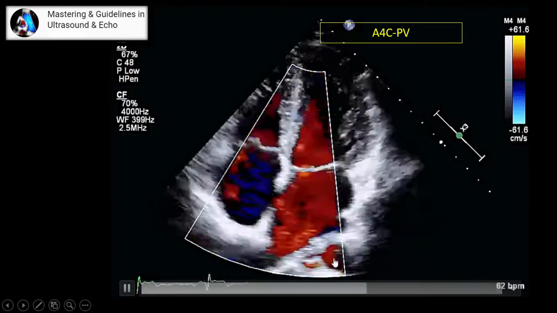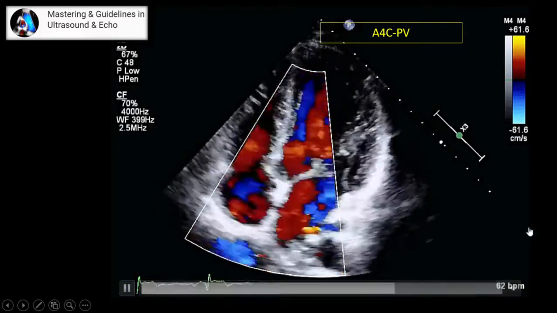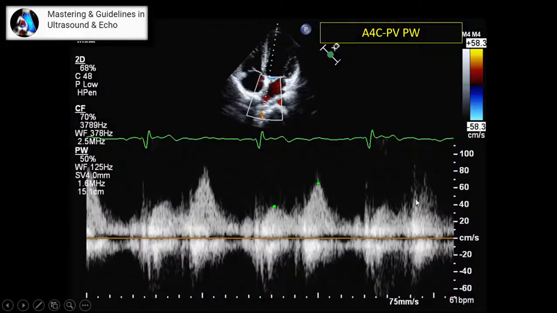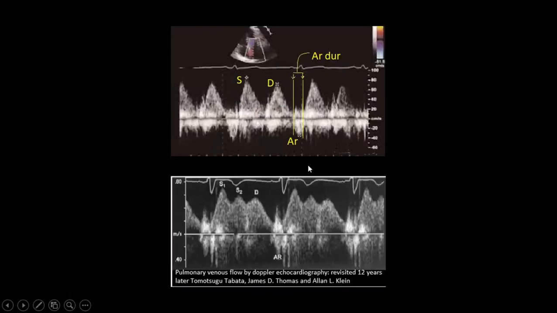Here we have the thoracic aorta, and then we put the cursor 1 centimeter or a little more inside the pulmonary vein, and then we measure the S and D waves on the Doppler. In some patients they have 2 S waves. Here at the bottom image you see this for measuring, especially for evaluating diastolic dysfunction in some situations, we measure S2 for our calculation and evaluation.